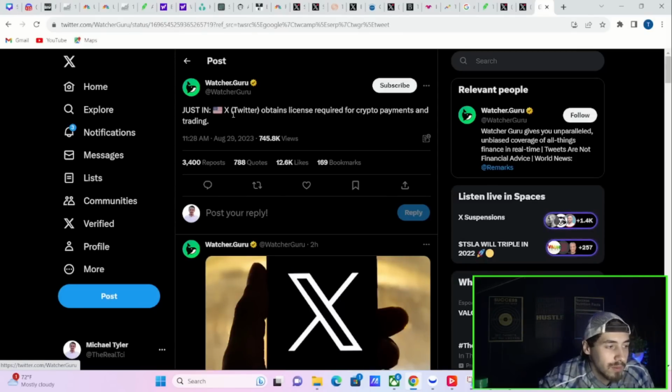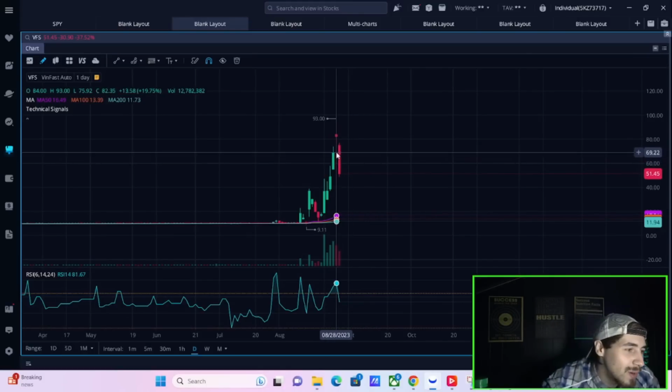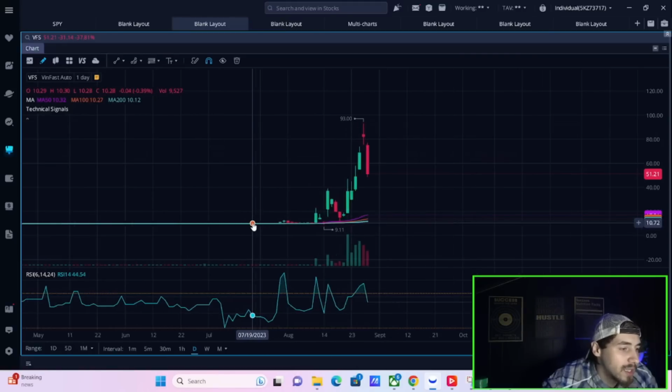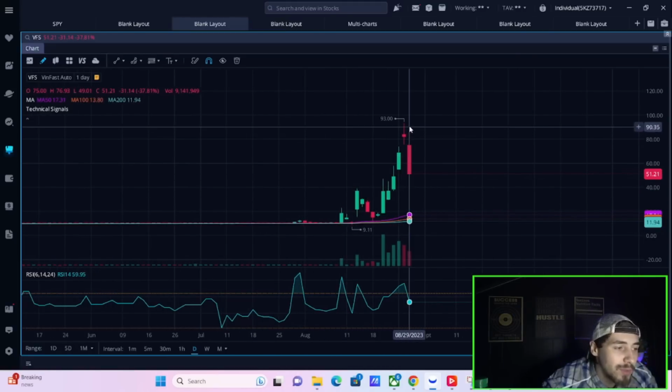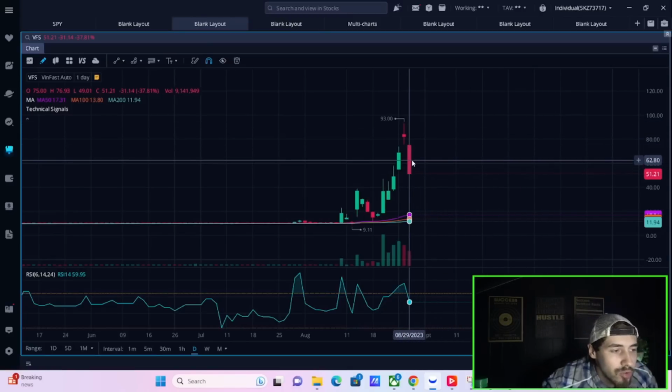Twitter, well, now X, obtains license required for crypto payments and trading. As well as that, VinFast Auto, the hottest new EV stock out there on the markets that surged from its IPO price of about $10 per share all the way to $93 per share, is down almost 38% today. Some of those traders and some of that money looks to be making its way to other EV names today, notably Tesla, Rivian, and the likes. This could be having another incremental positive effect on Tesla's share price today.